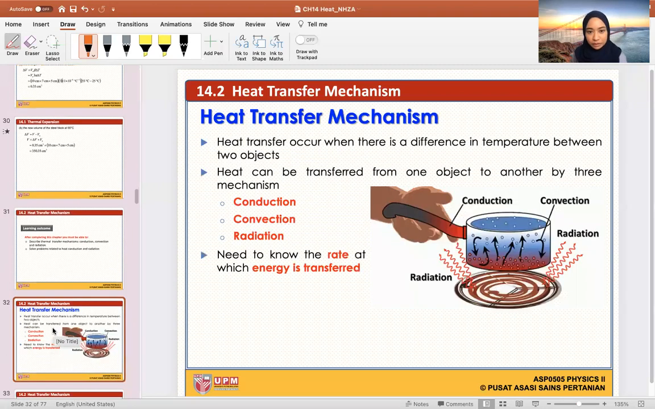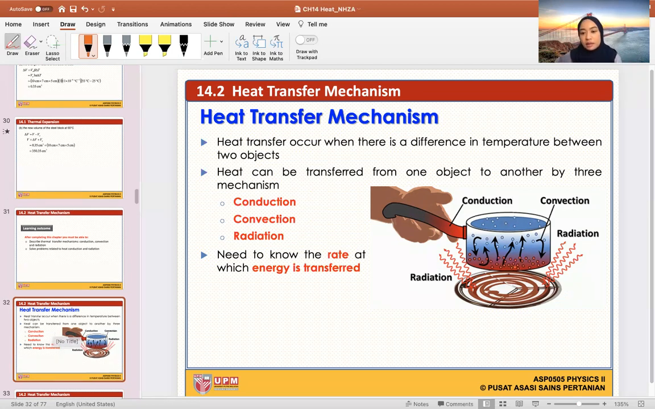Okay, so heat transfer mechanism ada 3, conduction, convection, and radiation. Benda yang bersentuh, conduction. Kalau ada movement of air, typically it's convection. Movement of liquid, movement of air, typically it's convection. Radiation is when there's no medium in between. Nanti kita akan discover what is that.